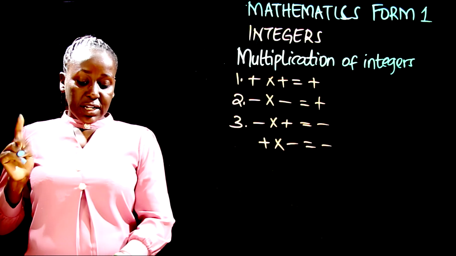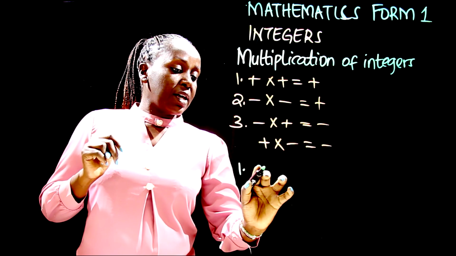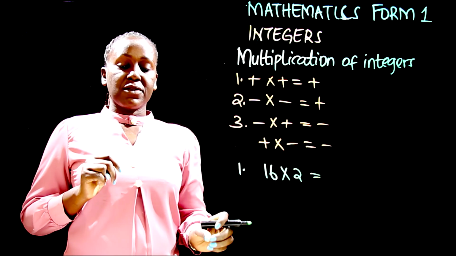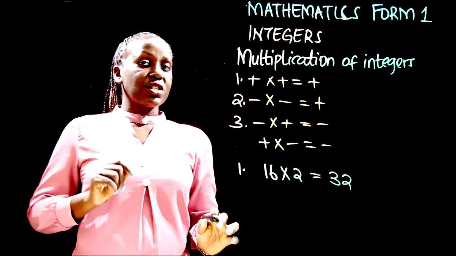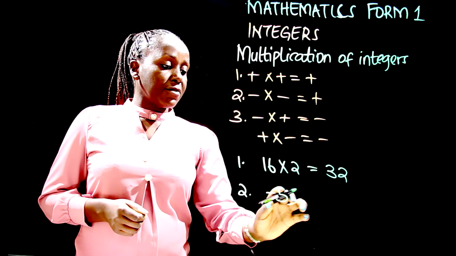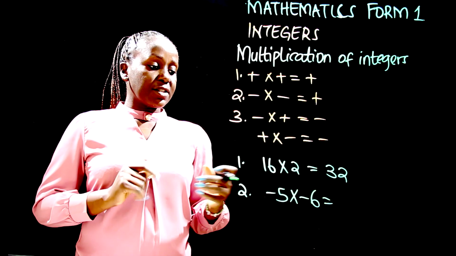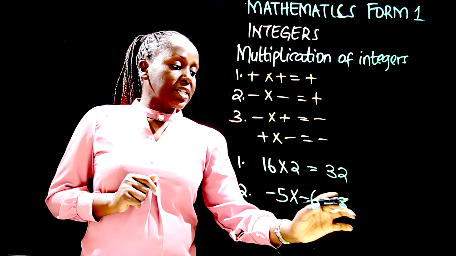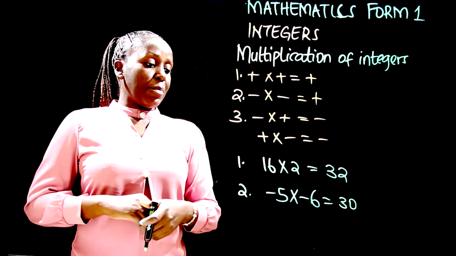Okay? Let us look at some examples. Now, for examples, we have 16 times 2. 16 is positive, 2 is positive. What is 16 times 2? 32. So the answer is also positive. Number 2, we have -5 times -6. This is a negative times a negative, which is equal to a positive. So 5 times 6 is 30, and the answer will be positive because negative times negative is a positive.